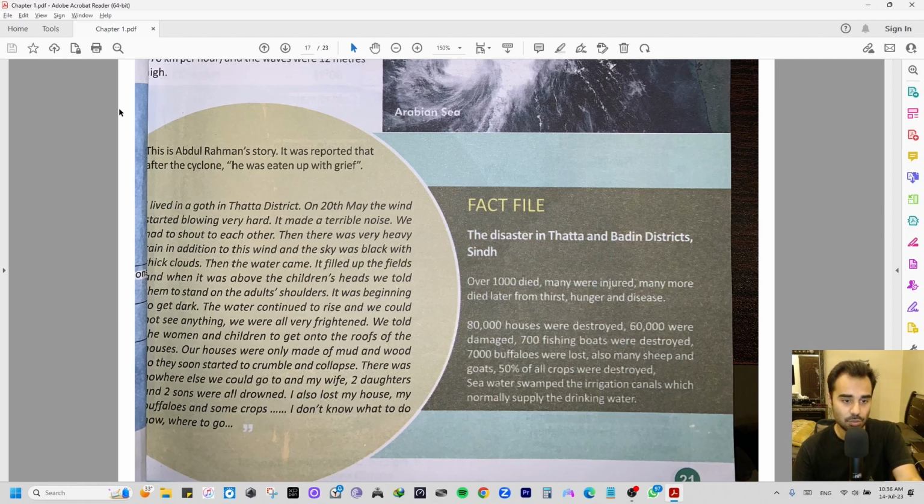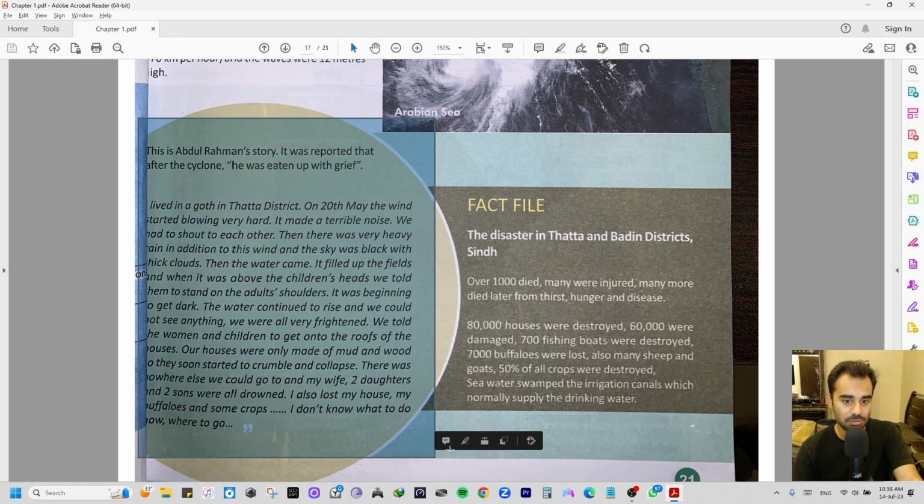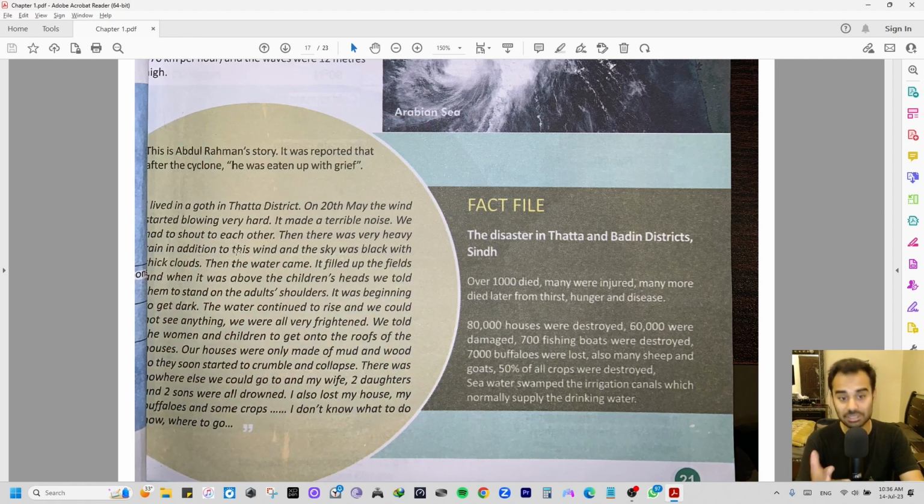Okay. Now, the fact file says that the disaster in Thatta and Badin districts. So over here, they're discussing the story. I'm not going to go through the entire story, you guys can just read it on your own. This is actually a real story. And there's a fact file about how many people got hurt and injured and maybe displaced as well. The word displaced we usually use when people are moving from one place to another because some catastrophe has hit them, or any calamity, something like that.